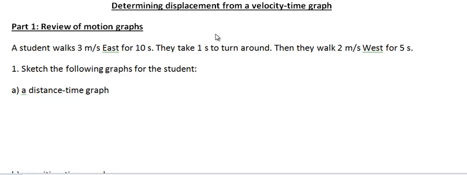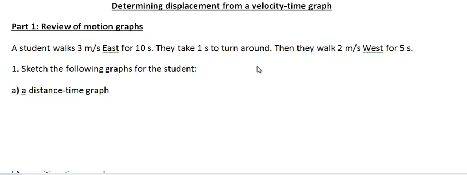In this video, we're going to review motion graphs and learn how to find displacement from a velocity time graph. So first, let's look at the problem. A student walks 3 meters per second east for 10 seconds. They take 1 second to turn around, then they walk 2 meters per second west for 5 seconds.